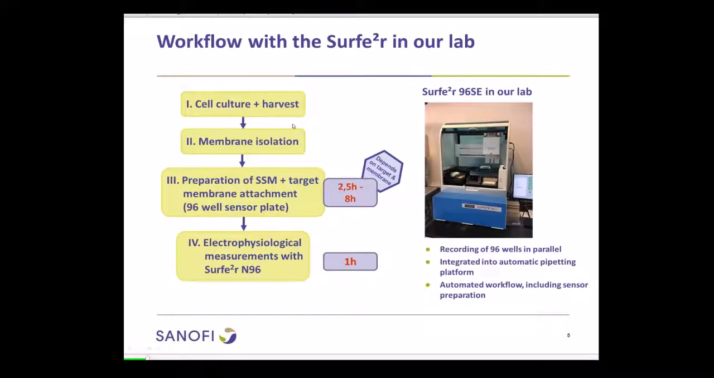Normally, we have some overexpressing cell lines available with this transporter, so we produce a bulk cell culture batch with our automated cell culture platform. We harvest the cells afterwards, we isolate the membranes, and then before the measurements, we prepare the SSM chips with the target, which normally takes 2.5 to 8 hours. With a 96-well sensor plate, afterwards we measure the currents and the inhibition of the currents.